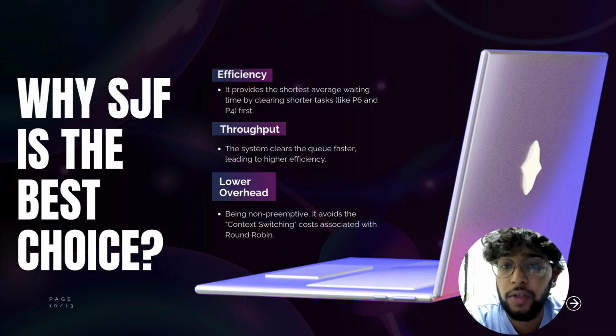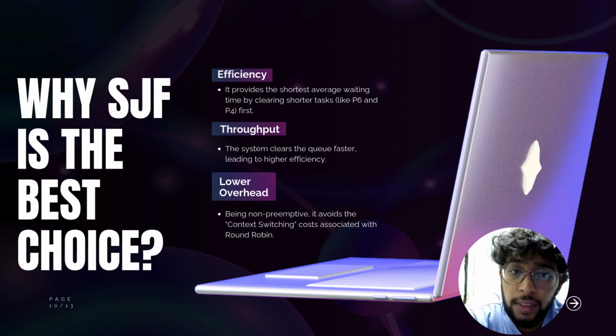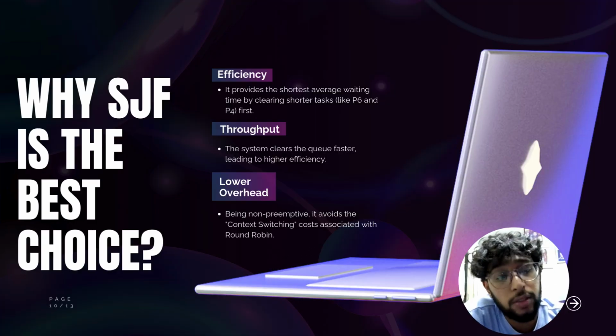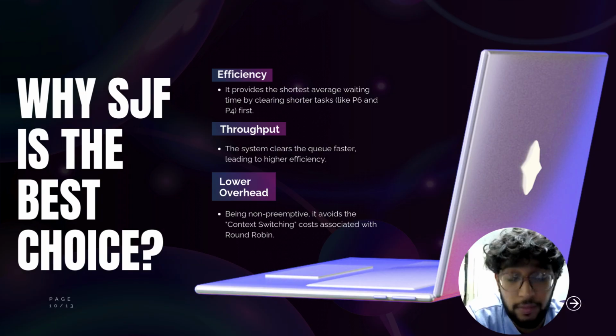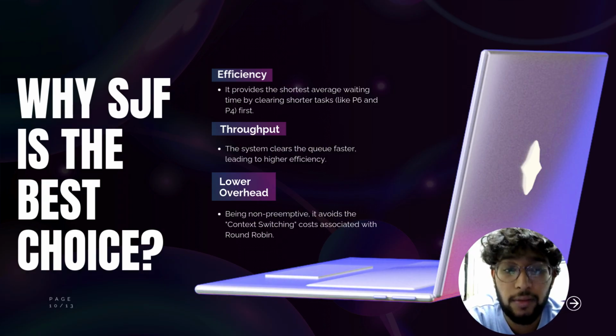Okay, so why is shortest job first the best choice? Firstly, the efficiency. It provides the shortest average waiting time by clearing shorter tasks, like in the previous question, P6 and P4 first. The next is throughput. The system clears the queue faster, leading to higher efficiency. So if there's a long queue, the shortest job gets cleared first, which makes it very efficient. The next is lower overhead. Being non-preemptive, it avoids context switching costs associated with round robin.